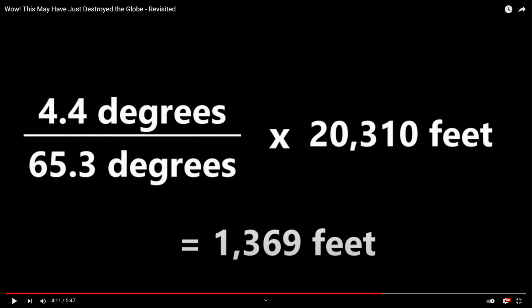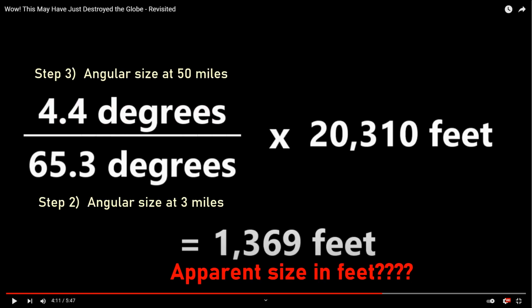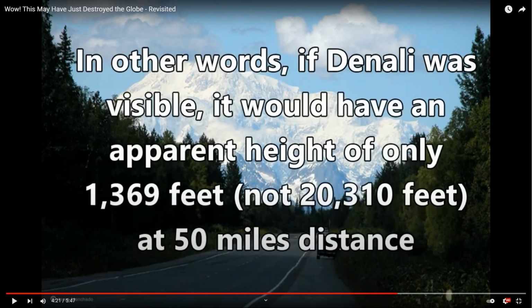And here's his calculation. So what he's doing is dividing the angular size at 50 miles by the angular size at 3 miles, multiplying that times the height of Denali to come up with this new 1,369 feet, which he calls apparent size. And then he claims, and in other words, if Denali was visible, it would have an apparent height of only 1,369 feet at 50 miles distance.